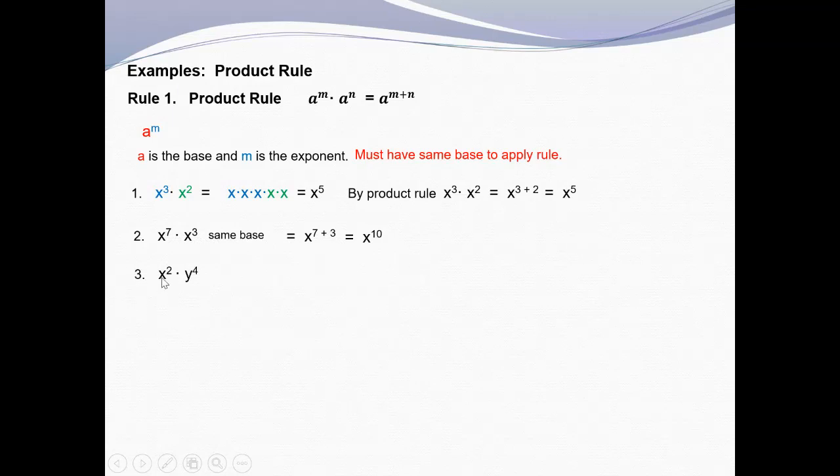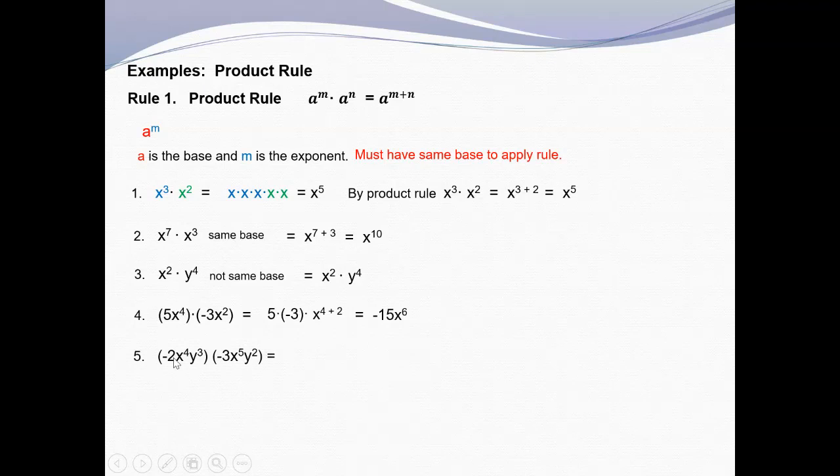Now, if we notice here, this is an x, this is a y, so they're not the same base. So you cannot do anything to them, so you leave them just the way they are. It'll be x squared times y to the 4th. If you have 5x to the 4th power times negative 3x squared, you're going to multiply the coefficients, 5 times negative 3, and then for the x's, they both have the same base, which is x, so you can add the exponents. This will be equivalent to negative 15x to the 6th.